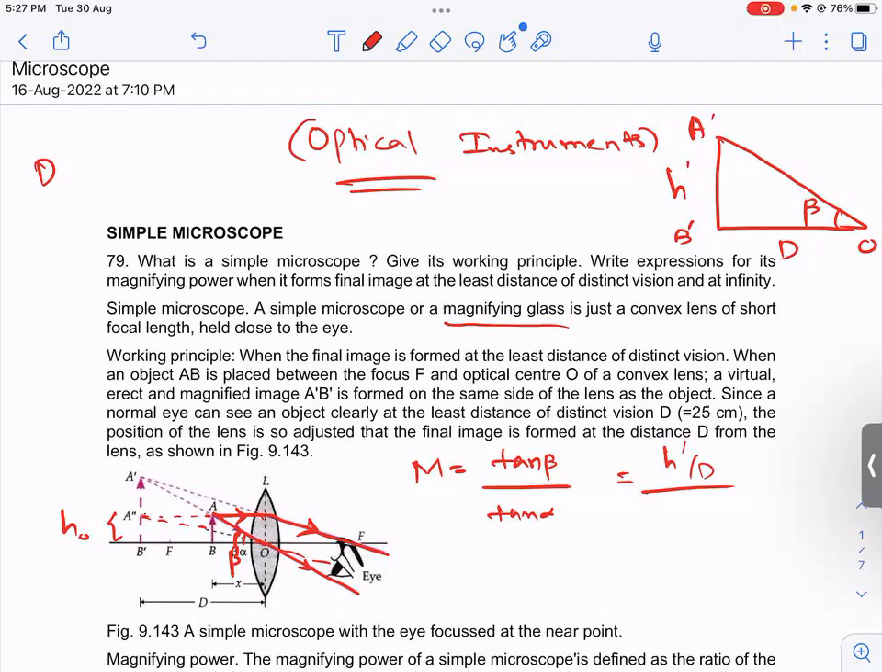Similarly, what about tan alpha? It is H naught divided by capital D. Capital D and capital D will get cancelled. Why is it H naught by capital D? Because tan alpha is taken from the triangle A double dash B dash N. Correct? Do you understand? This is H naught, but the distance is the same, D.